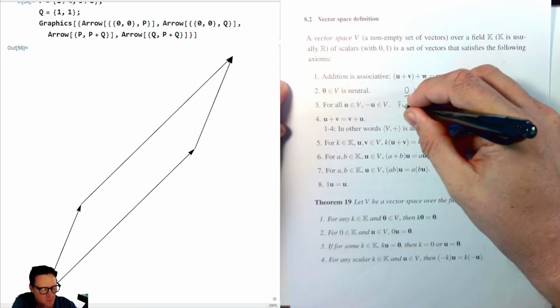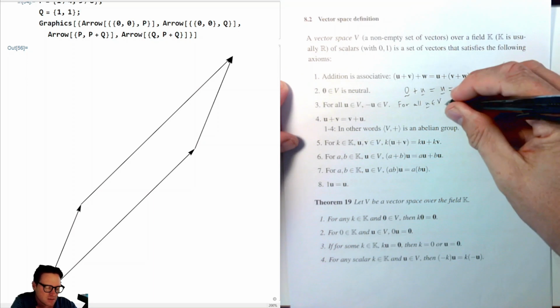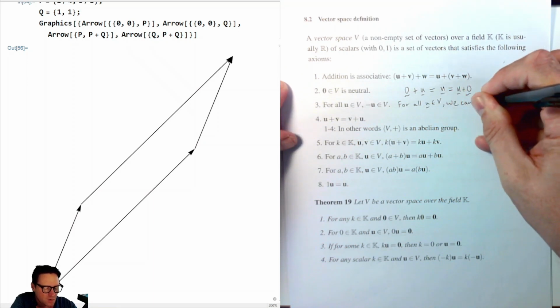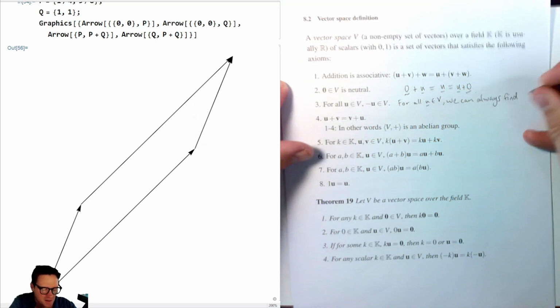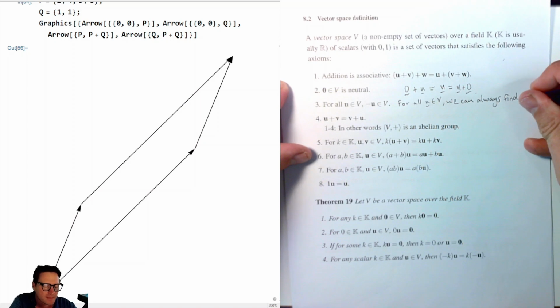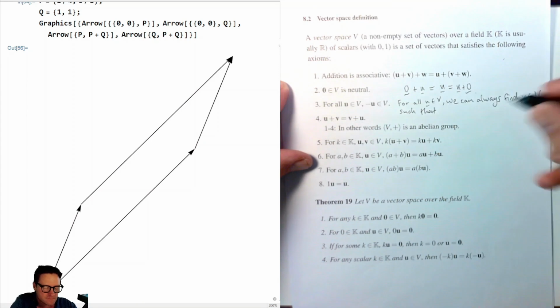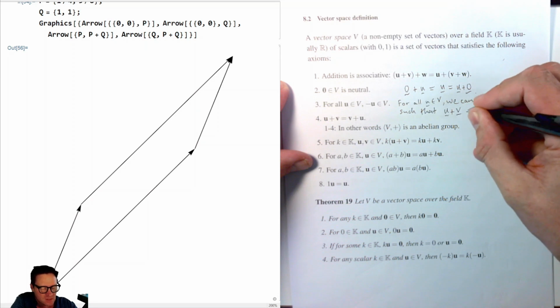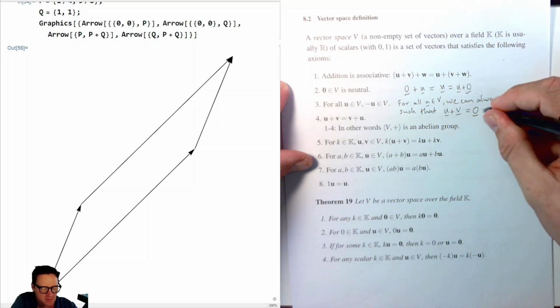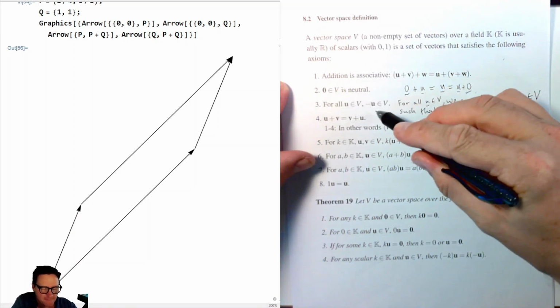So let's rewrite this. For all u in the vector space V, we can always find another vector v in the vector space V such that u plus v is 0, the 0 vector, which is the same as v plus u. All right, and we just name that minus u.